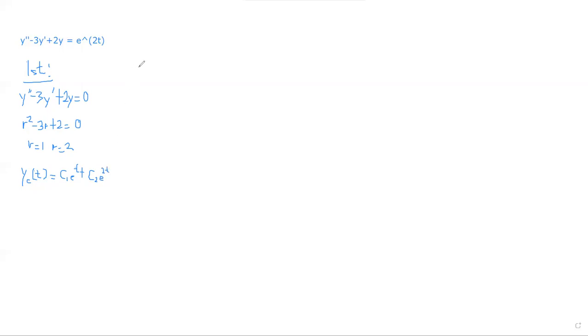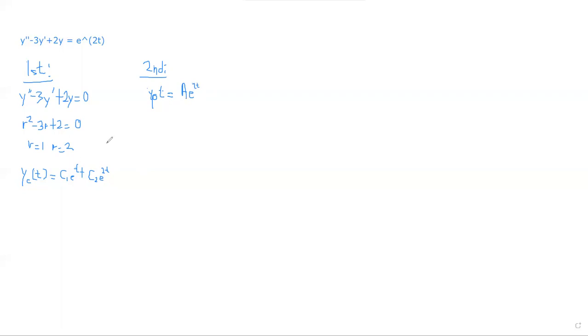All right, here's the second part. And this is where things get a little funny, but bear with me. Okay, so notice that usually the particular solution would have been y_p = a e^(2t). Usually this is the case. It's not in this case.